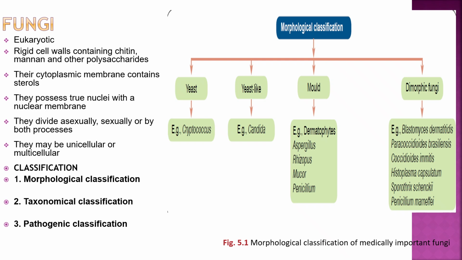Dimorphic fungi have two forms: at 37 degrees Celsius and at room temperature. Examples: Blastomyces dermatitidis, Paracoccidioides brasiliensis, Coccidioides immitis, Histoplasma capsulatum, Sporothrix schenckii and Penicillium marneffei.